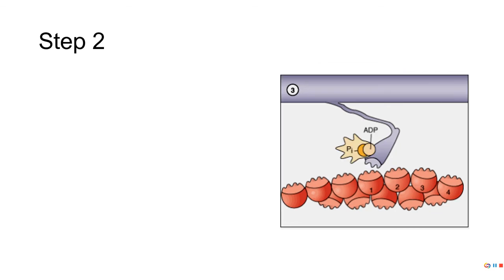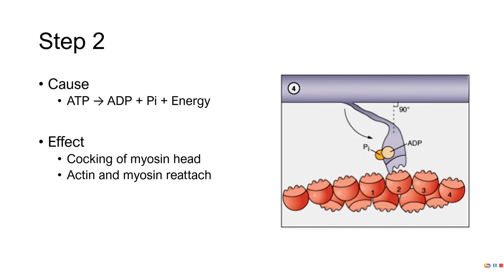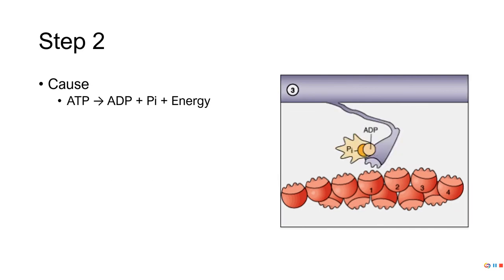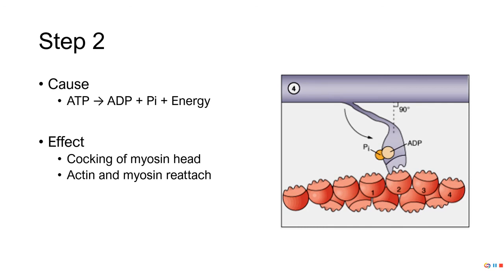Once bound to the myosin head, ATP will be broken down, which releases energy. And we can see that with this little explosion here. And so this release of energy causes the myosin head to cock, which allows actin and myosin to bind. So the breakdown of ATP and the release of energy is the cause. The cocking of the myosin head is the effect.